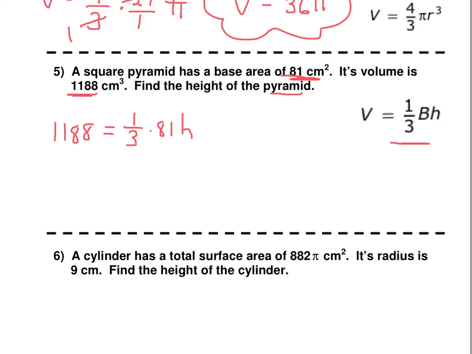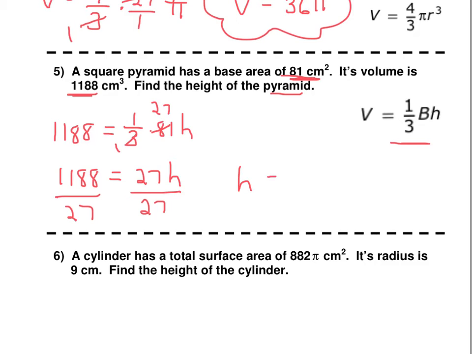First of all, I can do 1/3 times 81. If I cross cancel, I get 27, because 81 divided by 3 is 27. So let's simplify that: 1188 is equal to 27h. And then all I'm going to do now is divide by 27. When I divide by 27, I get h is equal to 44 centimeters. So the height of the square pyramid is 44 centimeters.